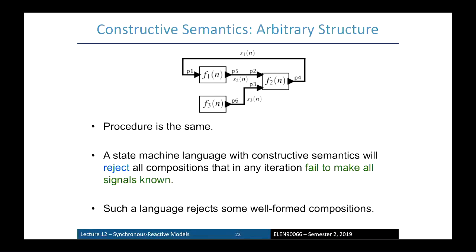Any arbitrary structure like that, going back to what we had earlier, with cascade connections and feedback connections. There are actually languages to simulate how these things work, languages you may not have seen before, like Estelle, things like that. There are languages which can describe how these things work. A state machine language that has constructive semantics on top of it rejects any compositions that in any iteration fail to make all signals known.